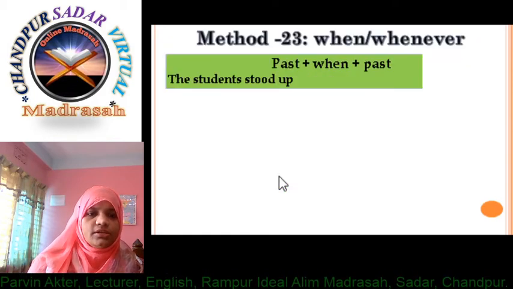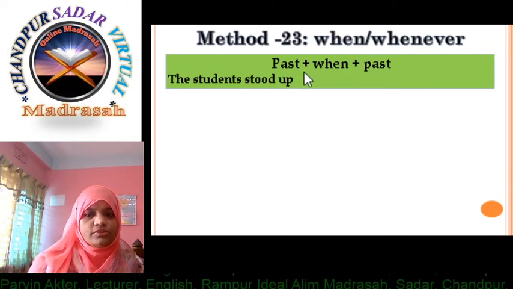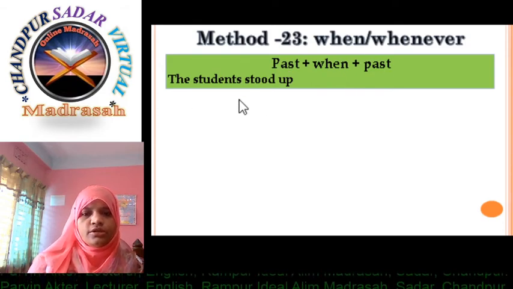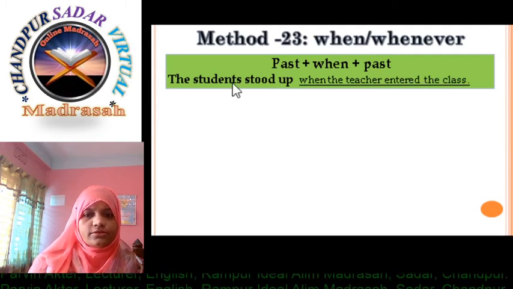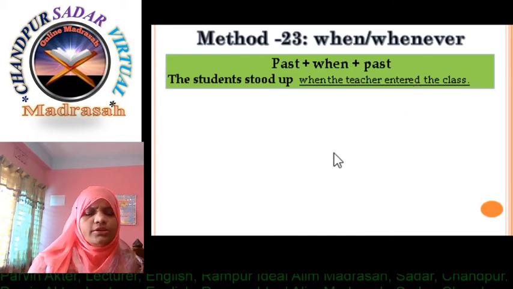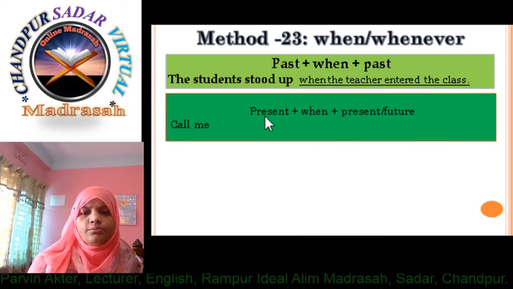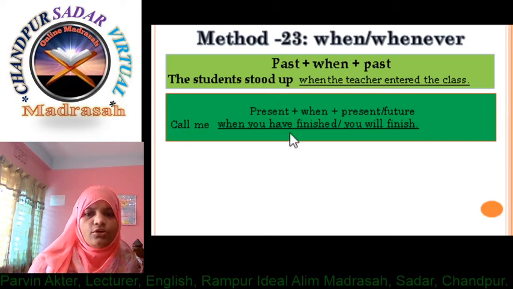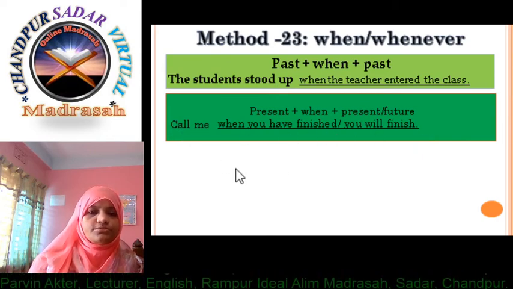Then method 23: when or whenever. First one, past. When past? Look at the example: the student stood up when the teacher entered the class. Here the student, verb 2, and here also verb 2. You can give more options here. Then present: when present or future. So call me when you have finished or you will finish. This is present or future.